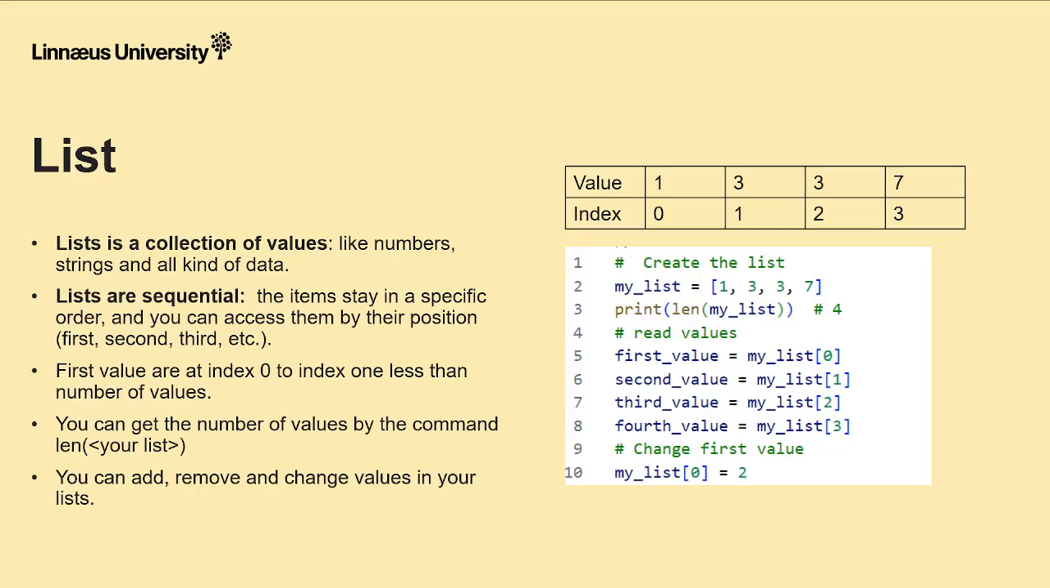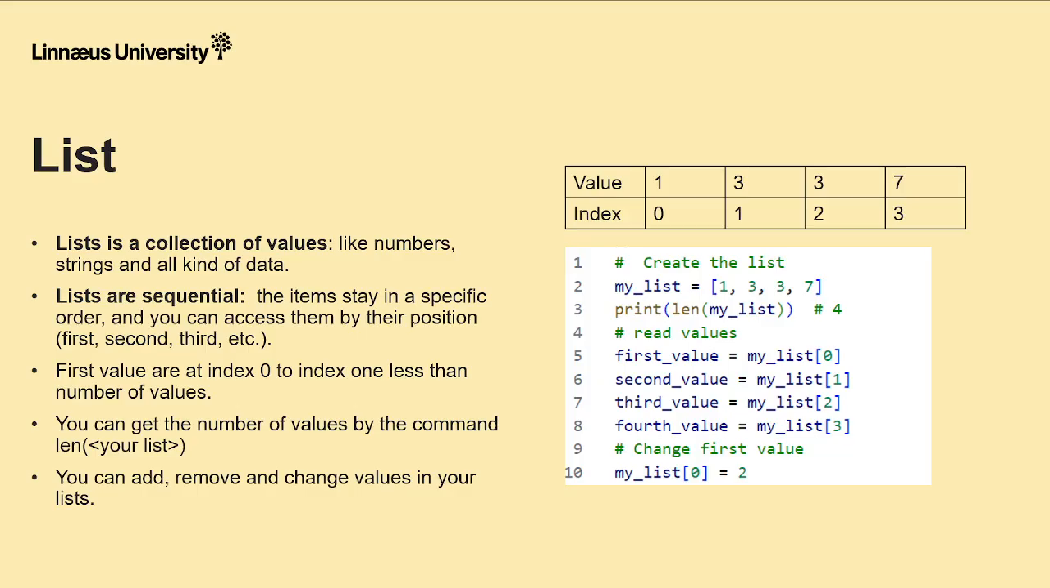Lists are sequential. That means that every item stays in a specific order. So if we look up on the right, you can see the value 1337. You can see down here, creating my list is using square brackets, and then you write 1, 3, 3, 7, and the values are 1337, but the index starts with 0, 1, 2, 3.